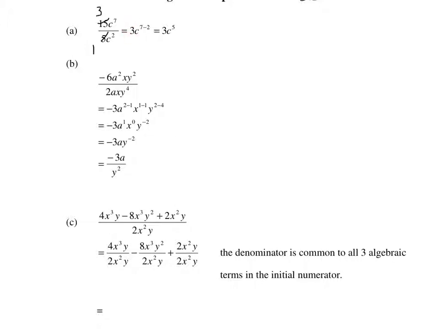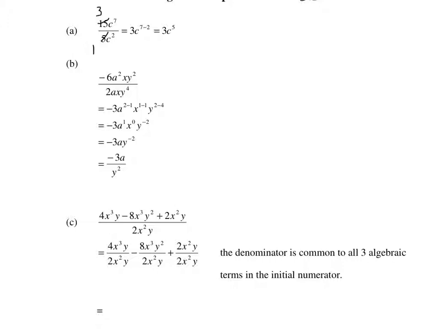Now using the second index law, the exponent in the denominator, that is the divisor, will come up to the numerator and change sign to become negative. So we have 3c to the power 7 minus 2, that's 3c to the power 5.